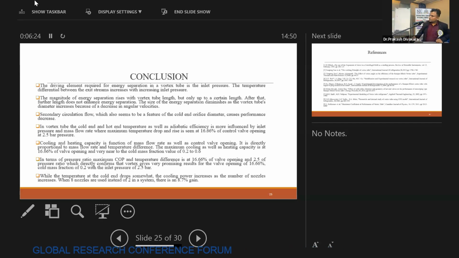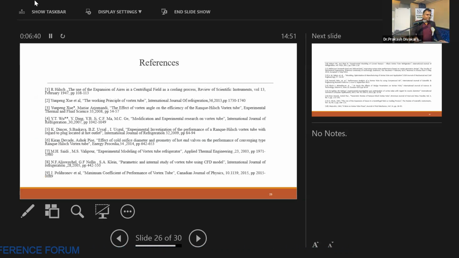So for the vortex tube, the length and the hot temperature as well as the adiabatic efficiency are influenced by the 16.66% control valve opening. We have seen this with 1/4, and we have calculated 16.66%, and accordingly we get the maximum amount of output. So this is from my side.